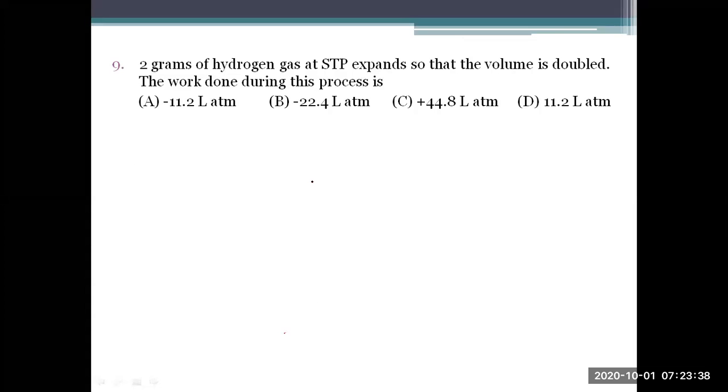We'll take up ninth. 2 grams of hydrogen gas at STP expands so that the volume is doubled. The work done during this process is... 2 grams hydrogen they are given, expands, volume is doubled. So V2 is equal to 2 times V1. So what is the kind of process here? At STP, temperature is constant, external pressure is also constant. So do you need to use V2 by V1 equation or simply P delta V? P delta V. Come on, make it fast.